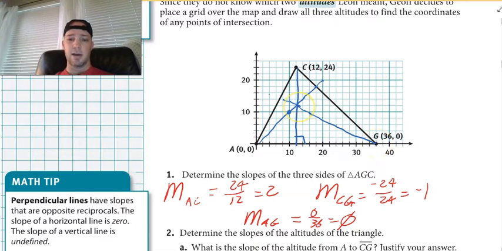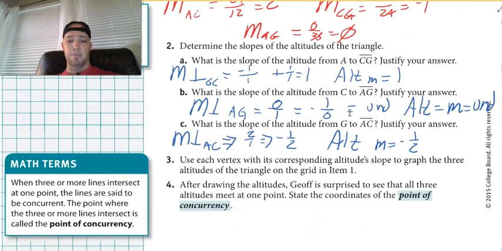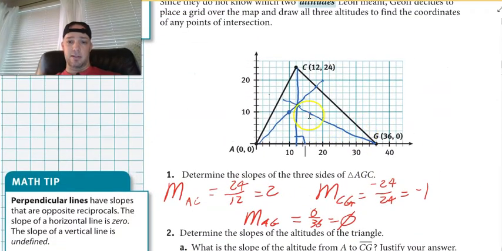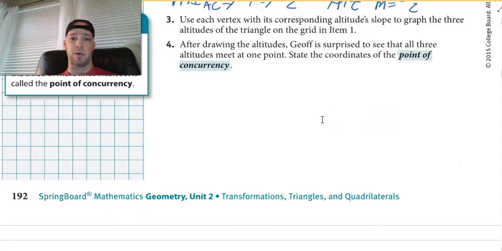Notice right here, it looks as though all 3 of these altitudes happen to intersect at the exact same place. Which is what the next thing says. After drawing these, Jeff is surprised to see that all 3 altitudes meet at exactly one point of concurrency. The point of concurrency means that the lines are concurrent at that one point. They all go through that one point. All right, state the coordinates of that point of concurrency. So it looks like that was at 12, 12 is what we ended up coming up with on that one.